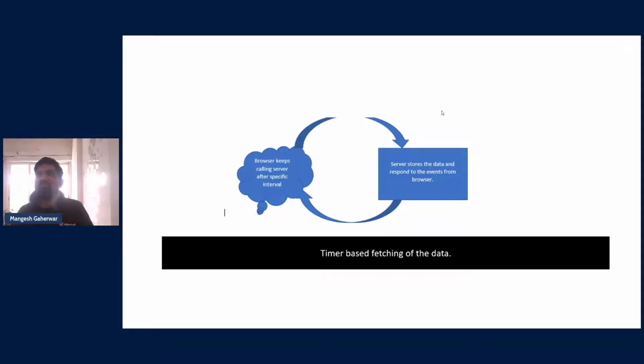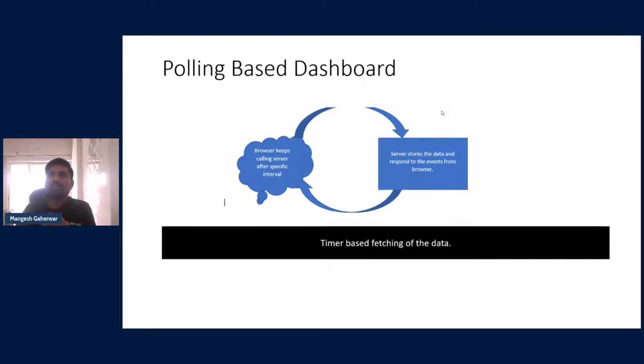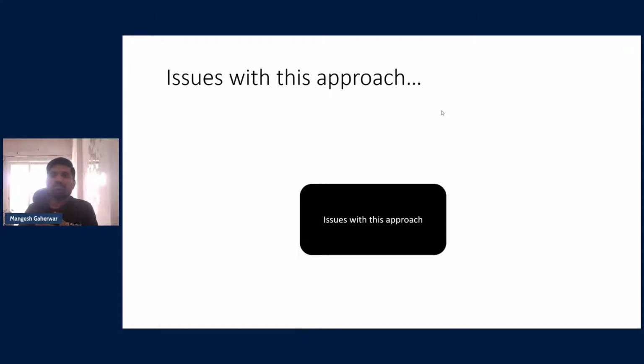So this is basically a polling based dashboard. In this case we set up a specific interval in which our client tab continuously keeps on polling the server, and in return the server responds with the data. So our developer completes this app and deploys it. The app is working fine currently, but when it reaches a certain scale, our developer finds some issues with this approach.